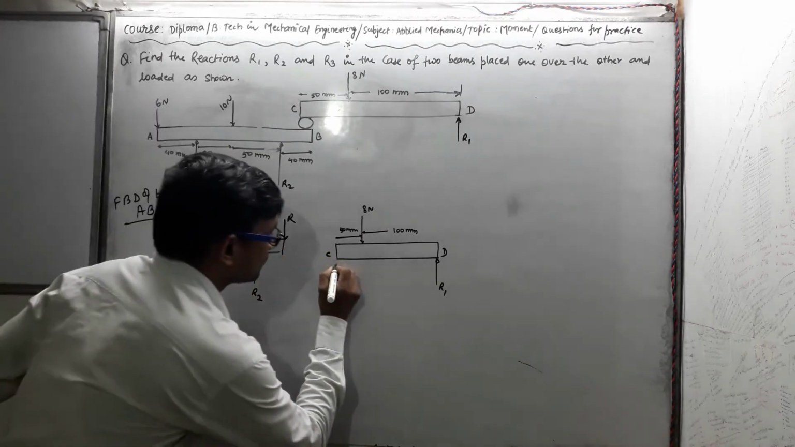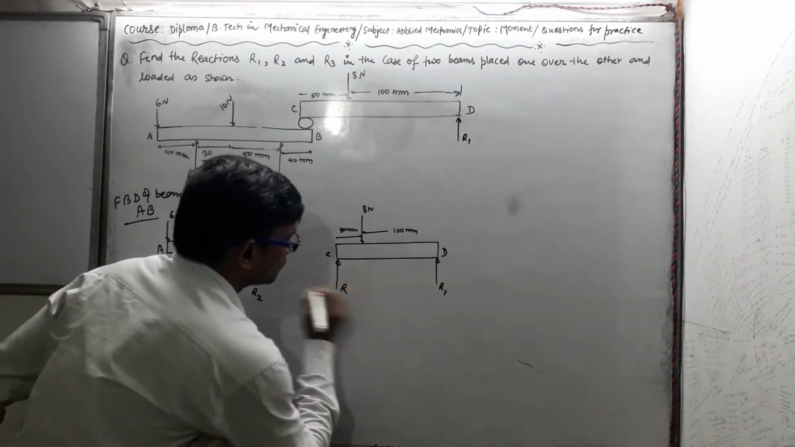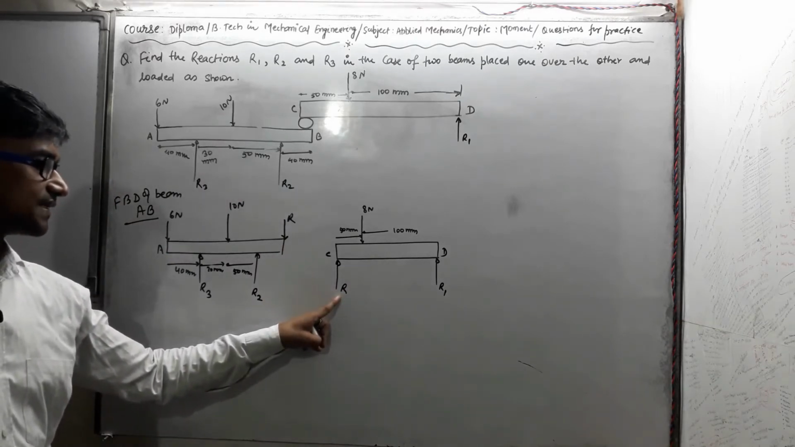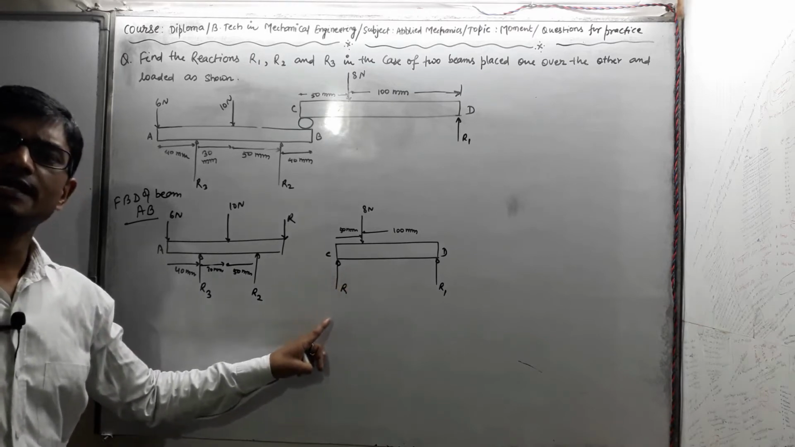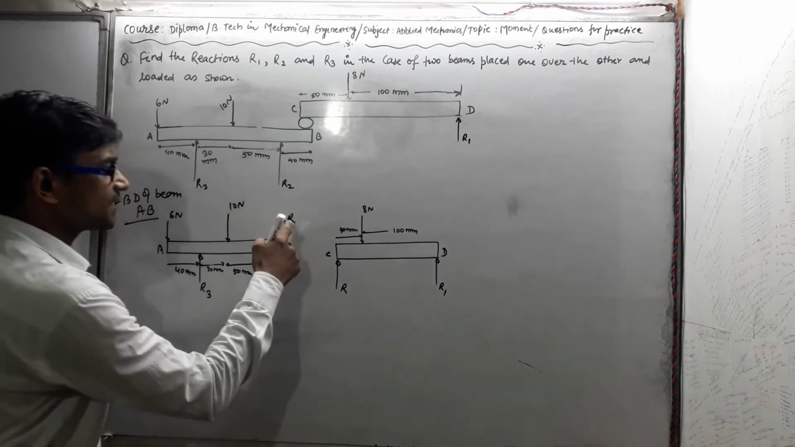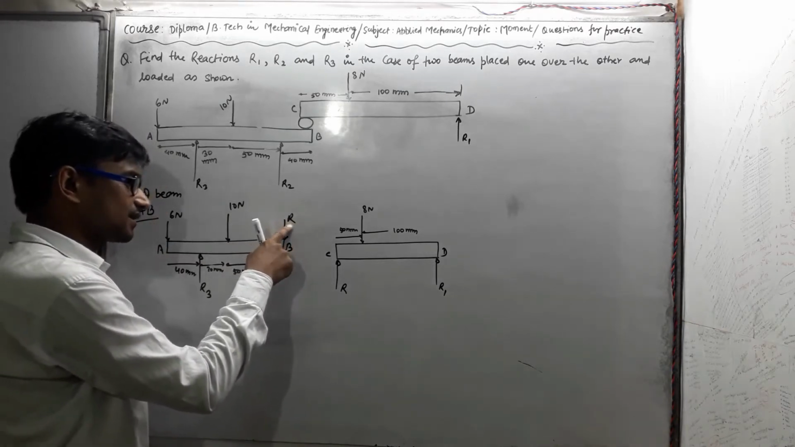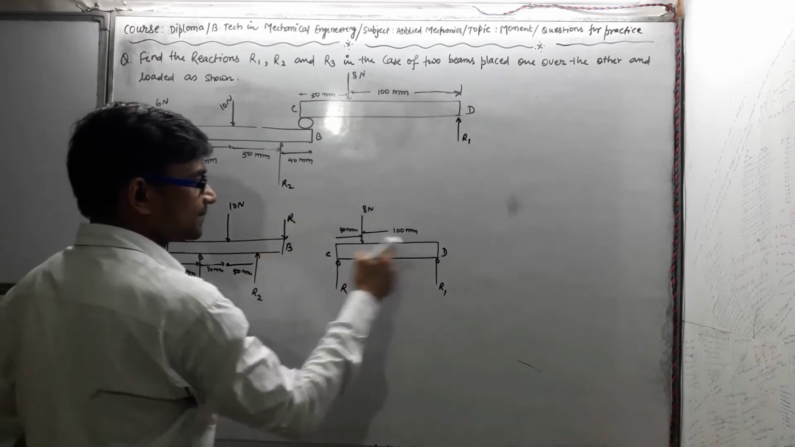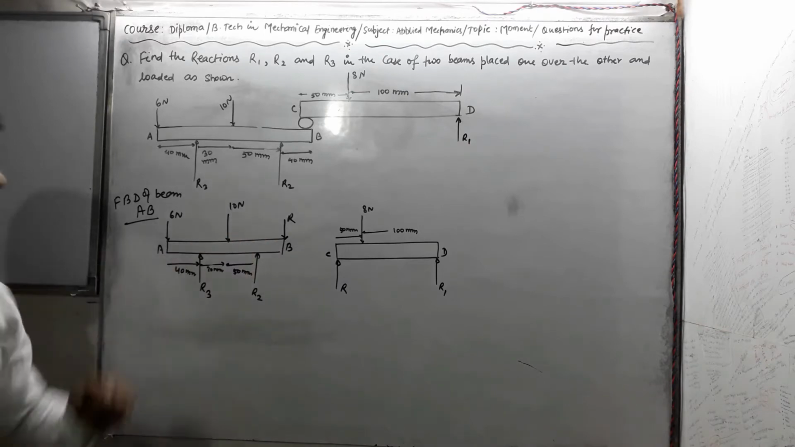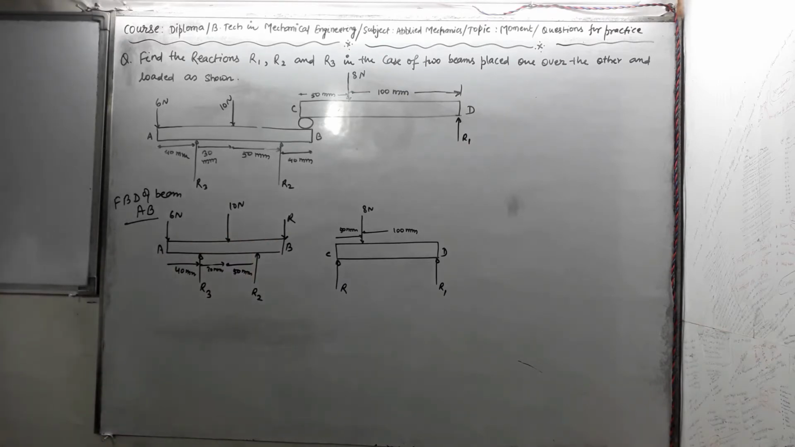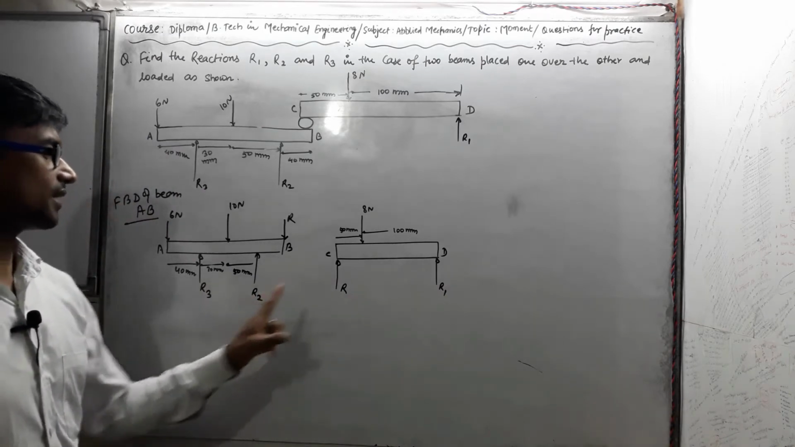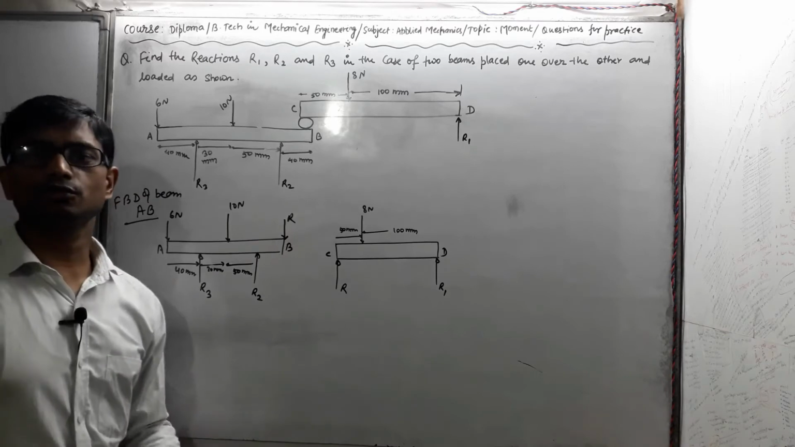So here I am showing at point C the reaction force R acting. This reaction force is applied by this beam AB, and the reaction force R on AB is applied by this beam CD. I think the FBD is over. So now, to find R1, R2, R3, one more unknown quantity, that is R, is introduced here.